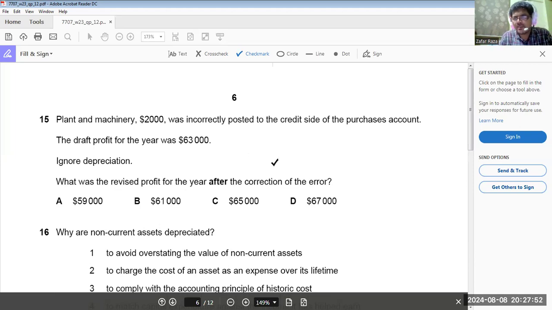when we have credited purchases for any reason, it means the amount of purchases is decreased by 2,000. If we increase the amount of purchases by 2,000, our profit will also decrease by 2,000. So 61,000 should be the answer. Because in income statement, when we increase purchases, our cost will increase and our revenue will decrease. When we decrease purchases, our cost is decreased and our revenue or profit will increase.